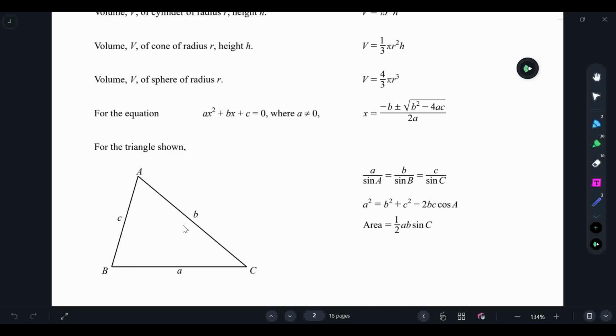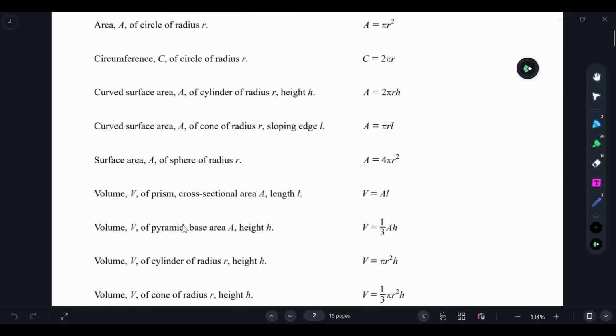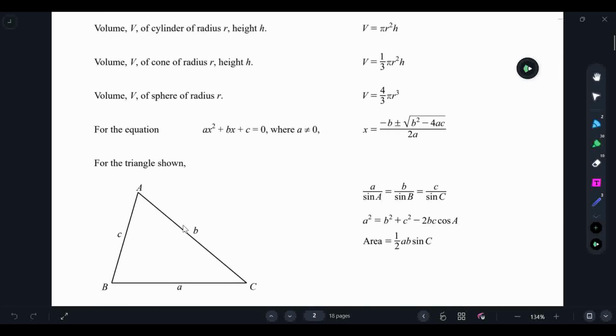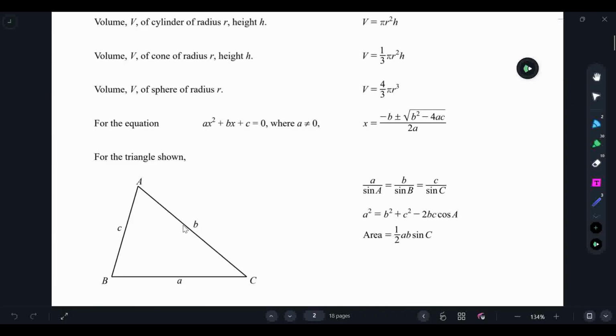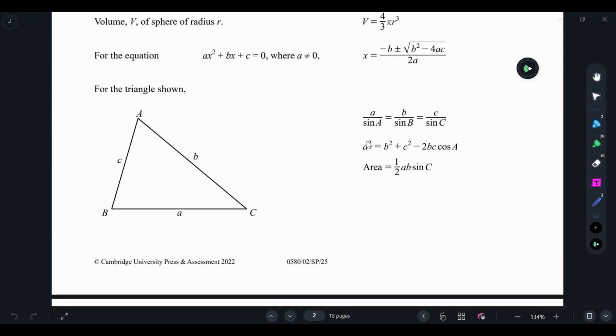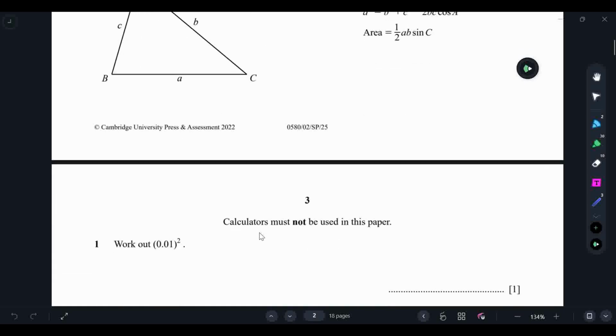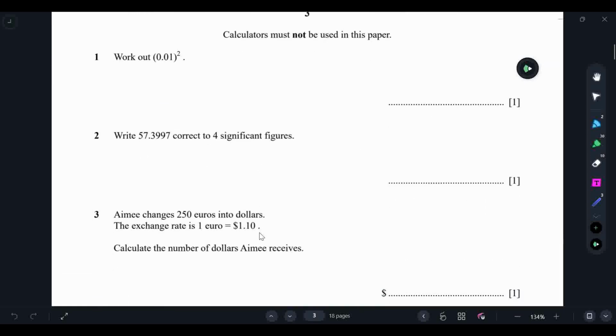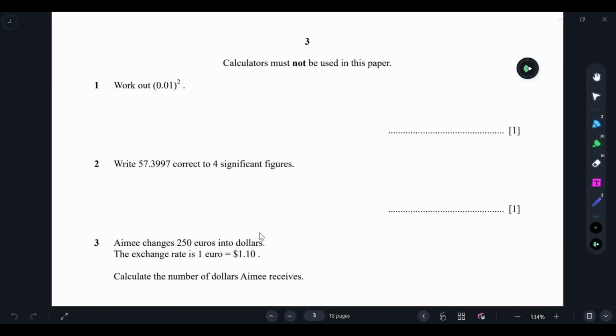So you must be familiar with the list of formula, but you don't need to remember or learn these formulas, especially the law of sine and law of cosine. Previously, the candidates had to learn these formulas. But from now onwards, they don't need to learn these formulas. Let's move to question number 1.